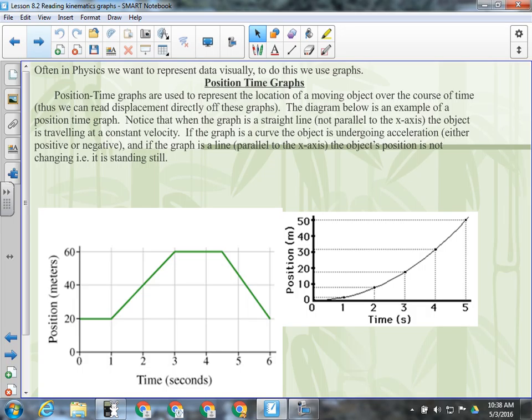Okay. What's it doing here? Not moving. What about here? It's going backwards. It's decreasing its position. It's going back. Same thing, right? I'm moving from position 60 meters back to position 20 meters. Well, the only way to do that is to go backwards. So this is showing an object moving backwards, again, at a constant velocity. Everybody with me there?